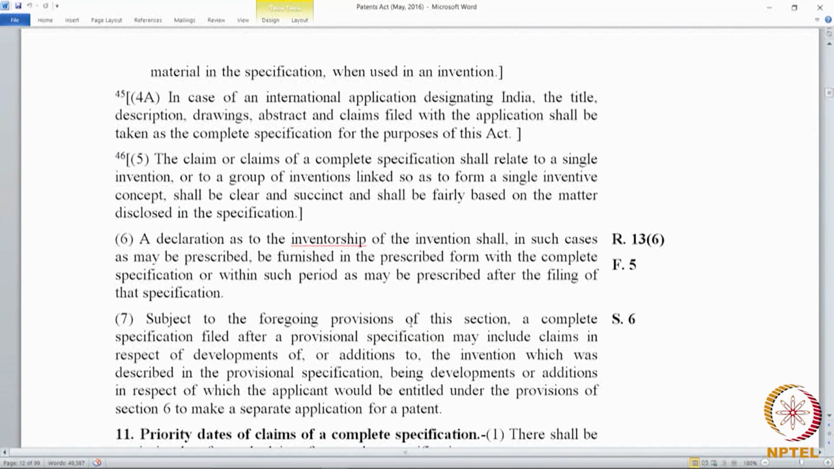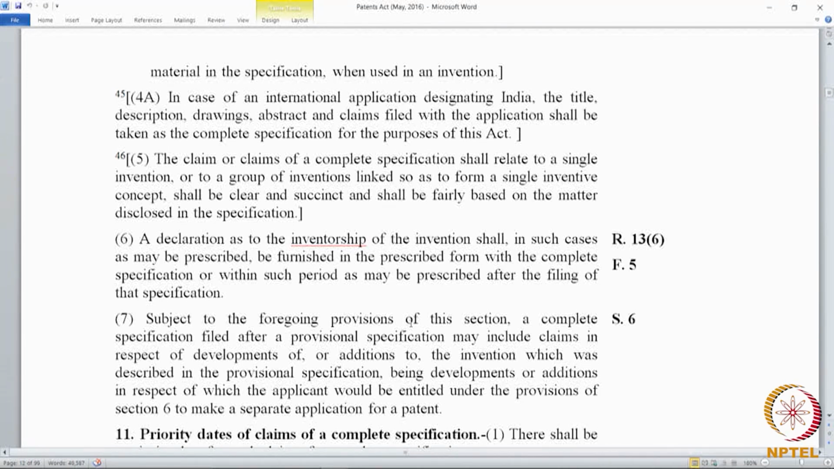4A tells us that in the case of an international application designating India, which includes a convention application and a PCT, the title, description, drawing, abstract and claims filed with the application shall be taken as a complete specification for the purposes of this Act. Now, 4A actually tells us what are the critical parts of a specification, or what comprises a complete specification: title, description, drawings, if there are any, abstract and claims.